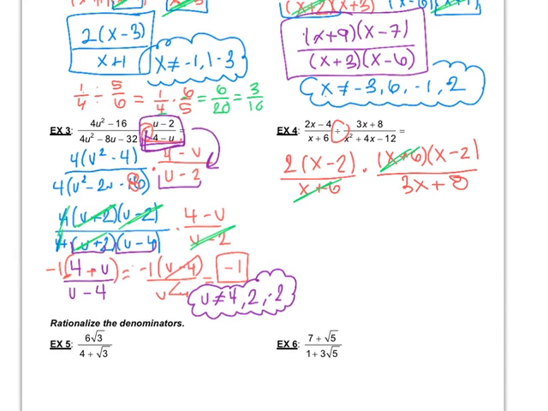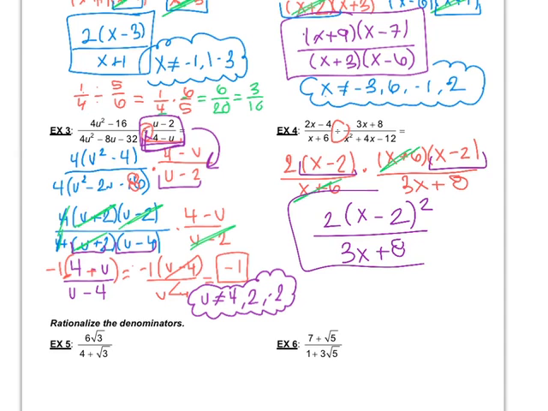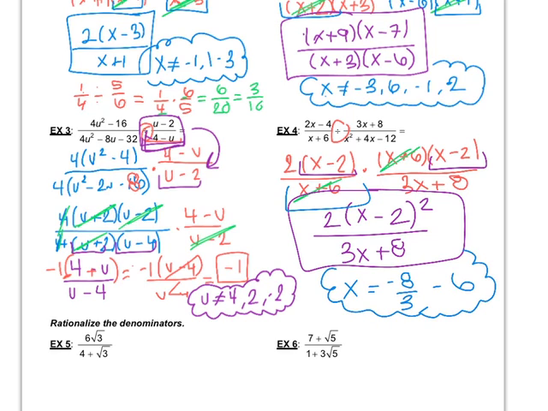So now we can finally write our product. That's going to be 2 times x minus 2 squared, because we have this one and this one, all over 3x plus 8. So this is our product, and now I will write my restrictions. So x cannot be negative 8/3. That comes from the denominator of my final product. It also cannot be negative 6, so I can't forget about that restriction from a previous step in the problem.